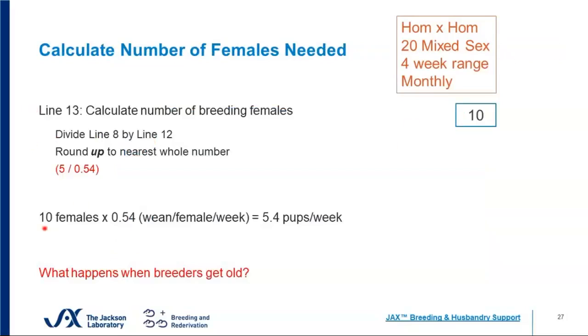So if we have 10 females multiplied by the breeding performance, that's going to be 5.4 pups per week. And I need at least 5 a week. And so that works out. But now we have to think about what happens when those breeders get old. How do we handle that in the colony?